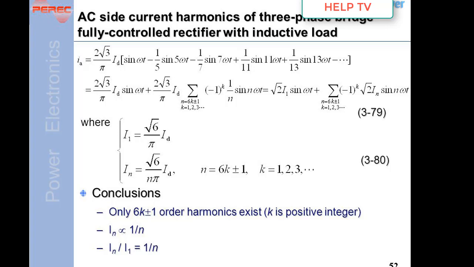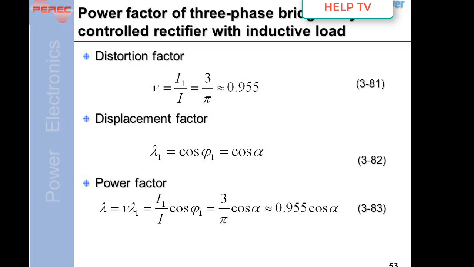Equations 3-79, where 3-80. Conclusions: only 6k±1 order harmonics exist, k is a positive integer. In 1/n. In A, I1 equals 1/n. Power factor of three-phase bridge fully controlled rectifier with inductive load.